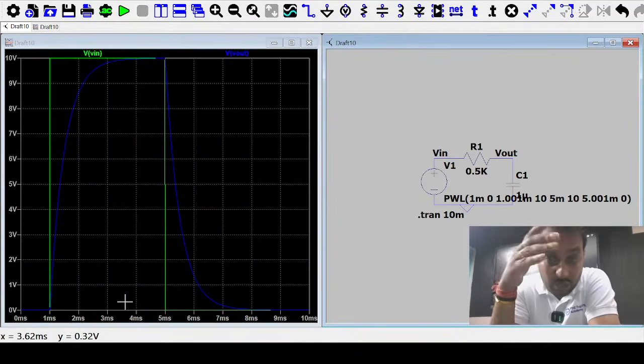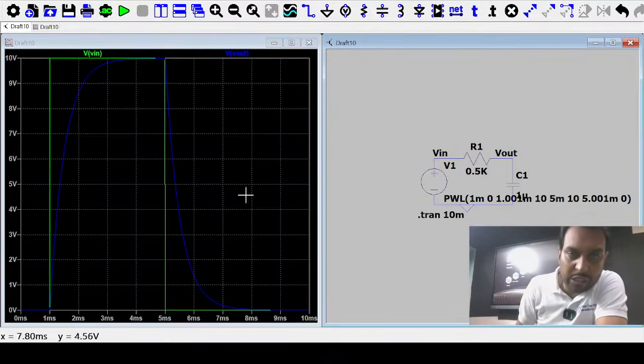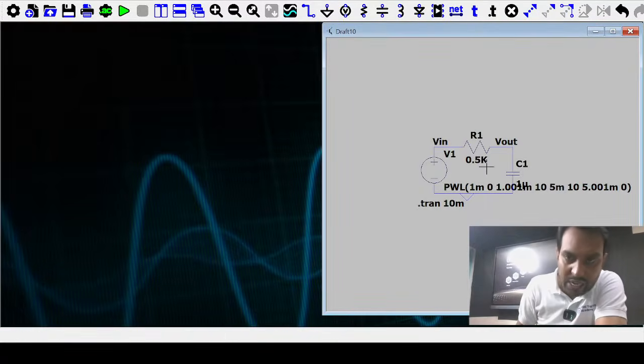The pulse width is not nearly 5 tau, it is greater than that. It is 8 tau. So that's why it is fully charging or discharging. If you change that R or C value, any of that, you will find it.